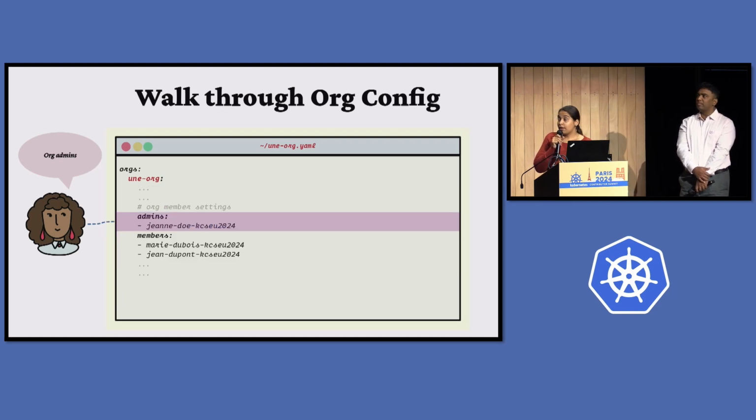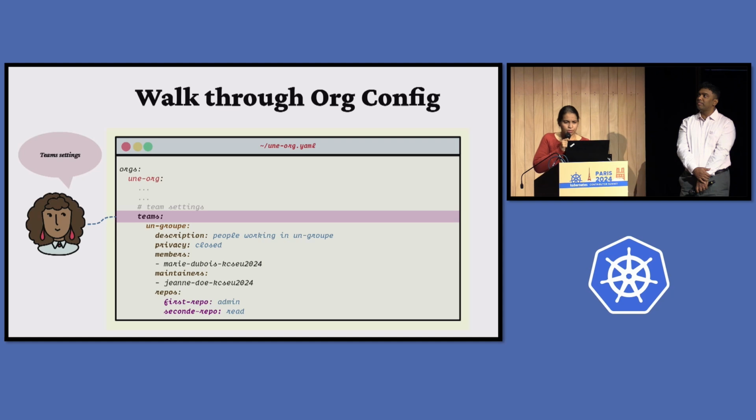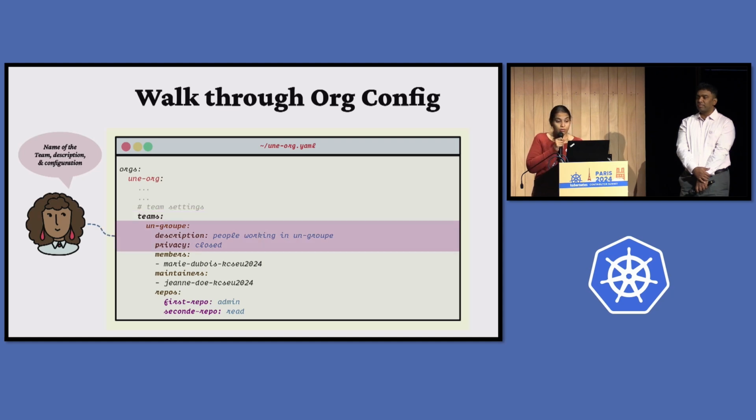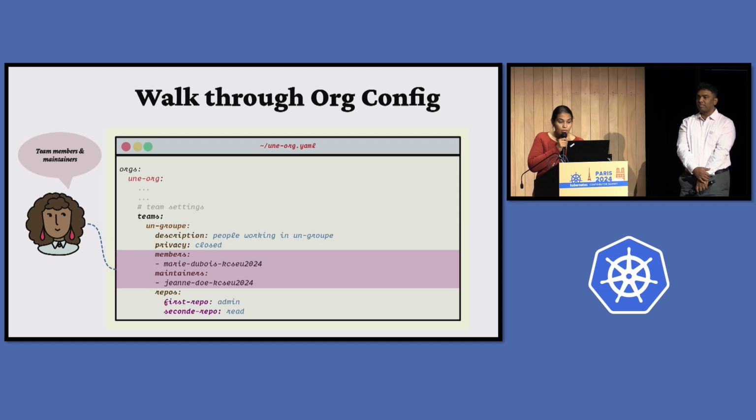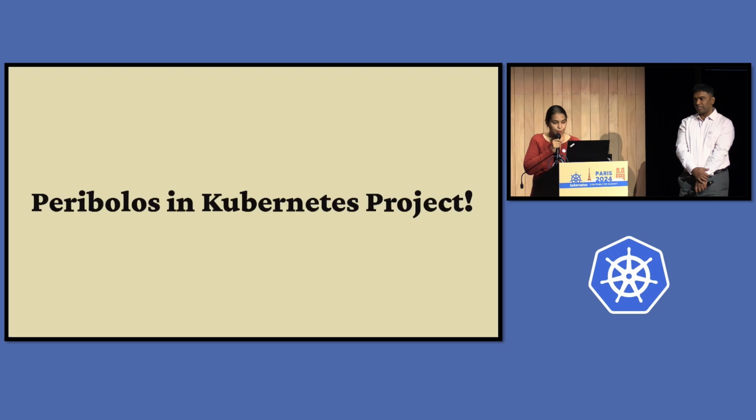In the exported org YAML, you will also find all the admins currently on the GitHub org, followed by a list of all the members and a list of all the teams. Here we are showing on the screen a team called org group, and all the members and maintainers under that team, as well as what repos that team has access to.